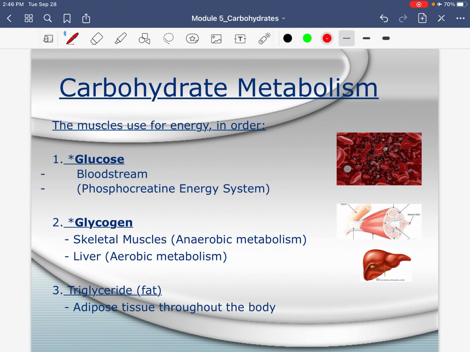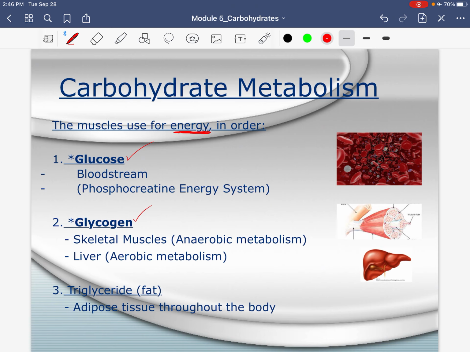Let's talk about carbohydrate storage and metabolism, basically how we use it. Well, I've already introduced this, but here we are just putting it again to make sure that we really understand. What do the muscles go to for energy? In order, the muscles will first utilize glucose from the blood, and of course that's going to fuel the phosphocreatine energy system we talked about already. Once we get low on the blood glucose, your muscles will turn to glycogen.